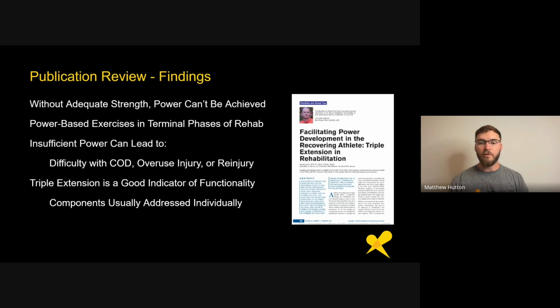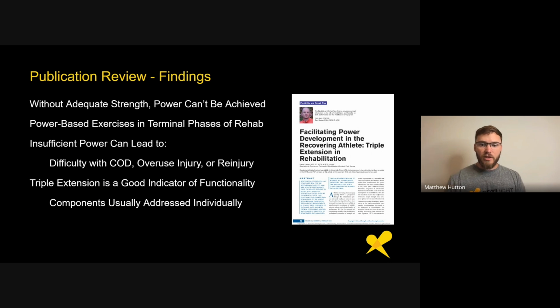And specifically, he was breaking down the details of ACLs in this argument, where he was saying if they have insufficient power or rate of force development, when they get taken into an athletic context, they aren't reacting to the forces that they should be in enough time so that they can protect themselves. So he was making the argument that with insufficient power, injuries are more likely to occur.